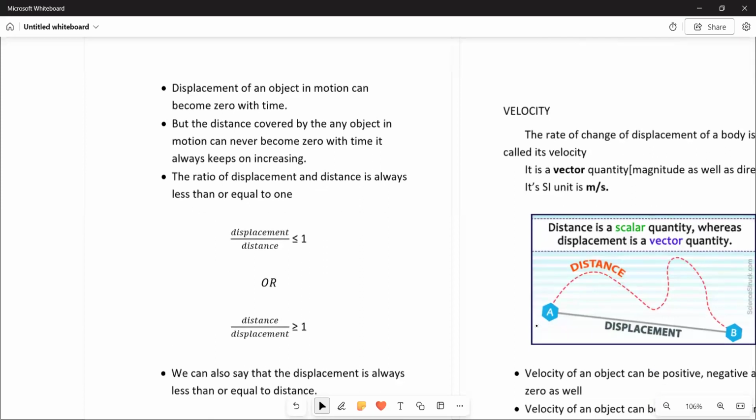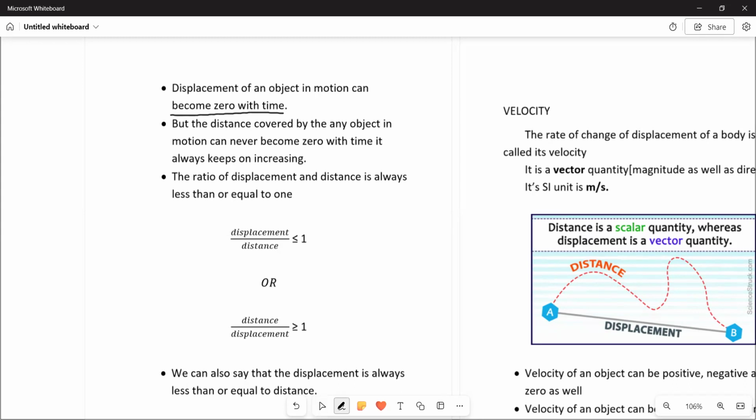Now see, there are some points related to displacement. The displacement of an object in motion can become zero with time. But will the distance become zero? No, the distance never becomes zero. The distance always keeps on increasing. As I mentioned before, to measure the distance we use an odometer. Everyone's vehicle has a meter fitted, which we call an odometer. Have you ever seen the reading in the odometer start reducing? No, it never reduces. It always keeps on increasing.